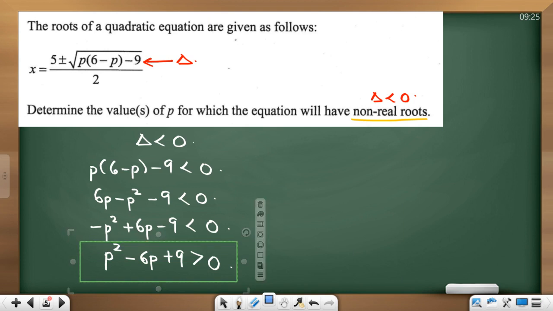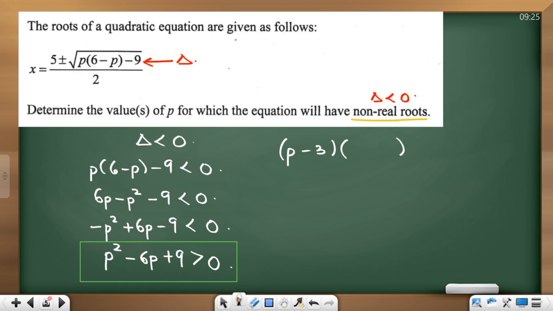Do you remember the rule again? If it is greater than 0, what should my answer be? My answer should be greater than or less than. But the question is, what is our critical value? What are the critical values here? We expand this.